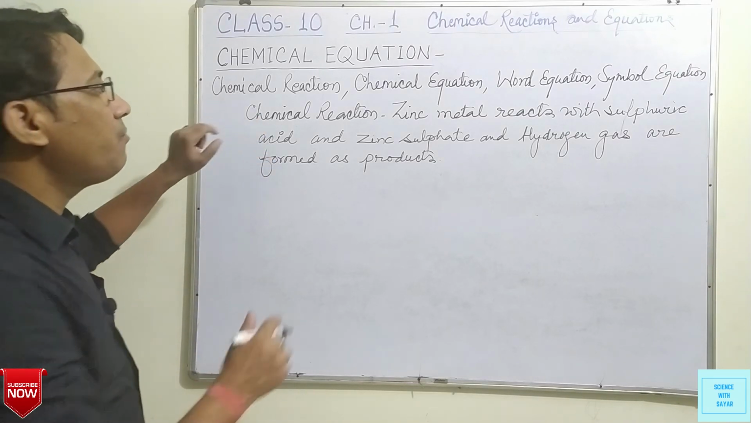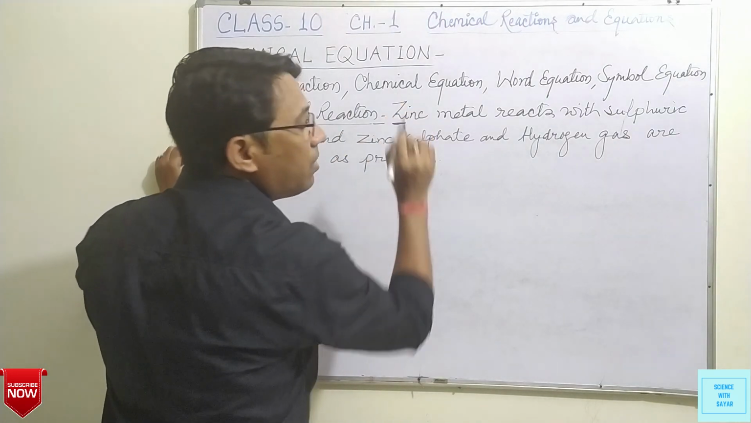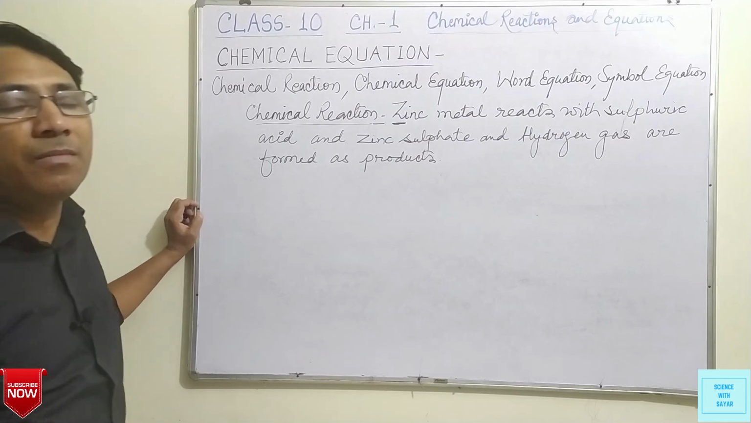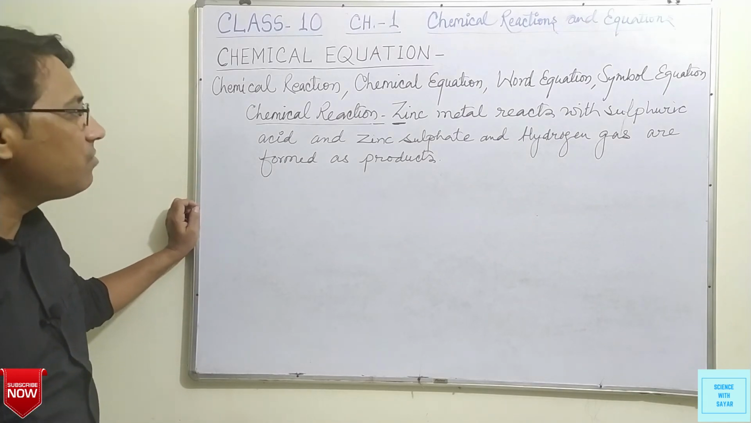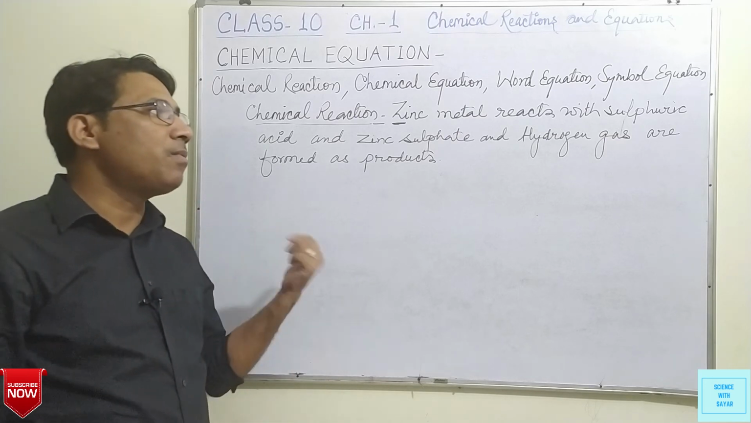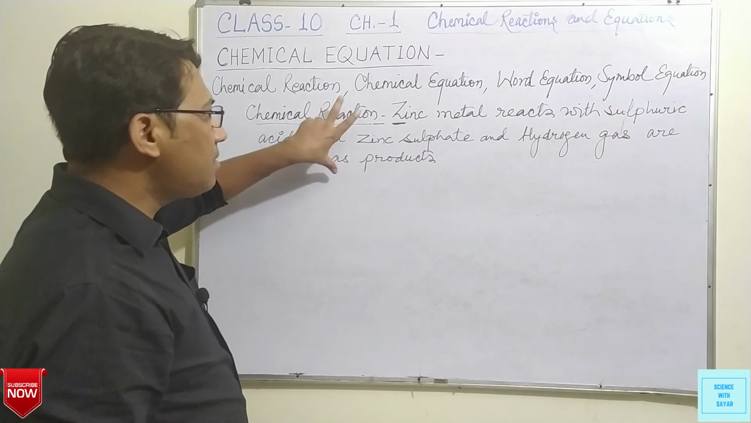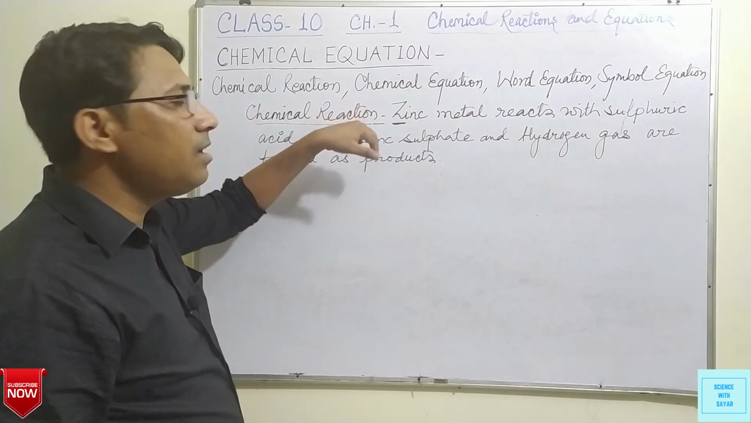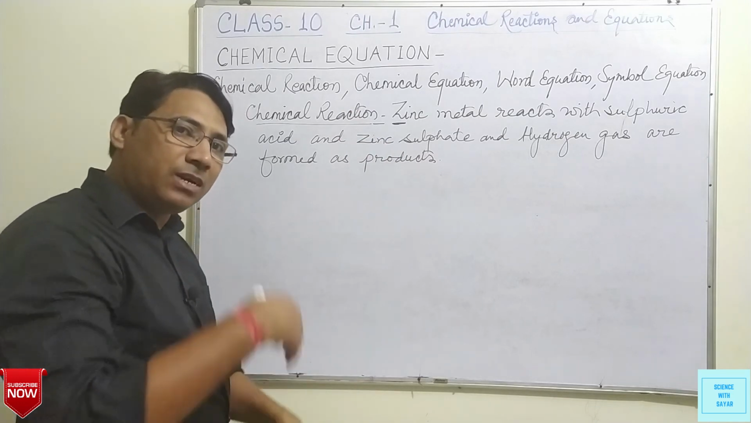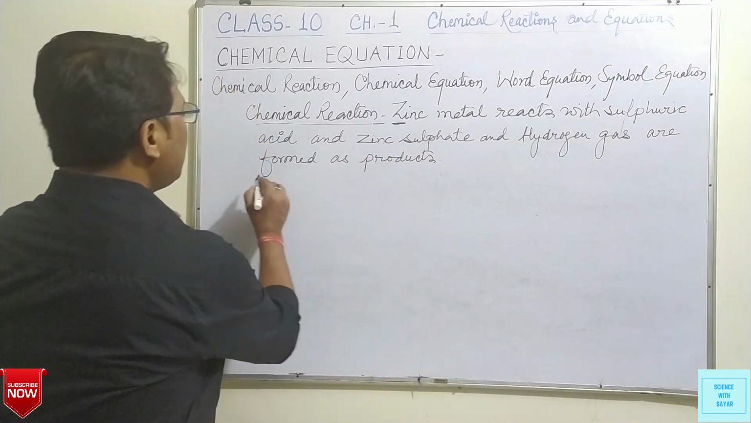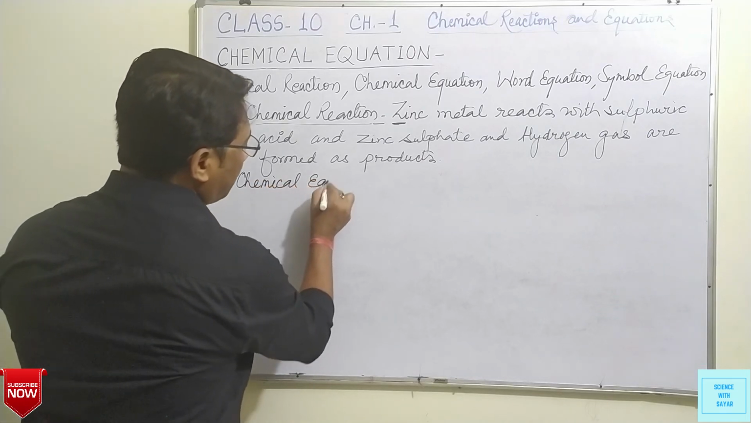In this chemical reaction, we are writing it as a statement or description that zinc metal reacts with sulfuric acid and zinc sulfate and hydrogen gas are formed as a product, and heat is also evolved. So this statement is in a long form. So how can we make it shorter? So that way is known as chemical equation.